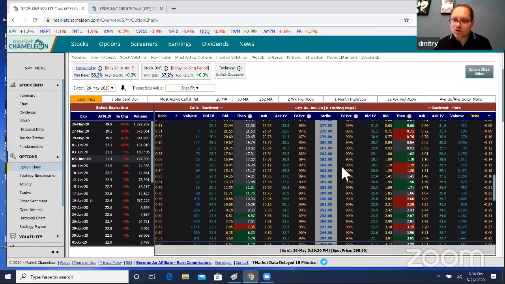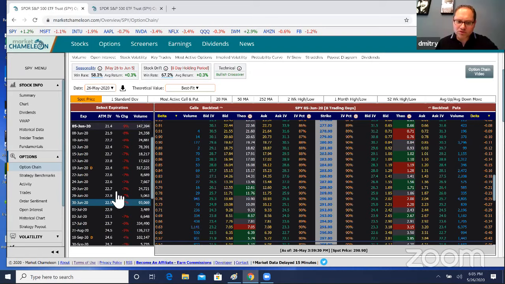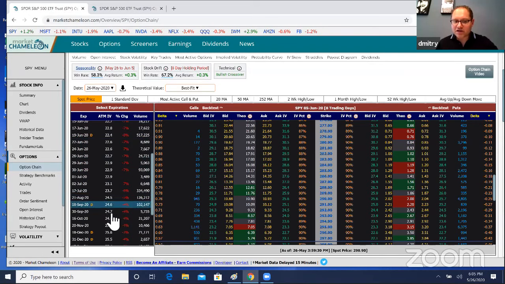Besides the skew within the strikes, we also see all the different expirations. I'm looking at SPY, and you can see this one expires May 27th, with a 19.2. Then going to June 5th, it's 21.4. As I go out further, as you typically see, the implied volatilities increase. The reason is that it slopes higher because the further you go out, the more uncertainty there is. So implied volatility usually slopes higher as you go further out in time.